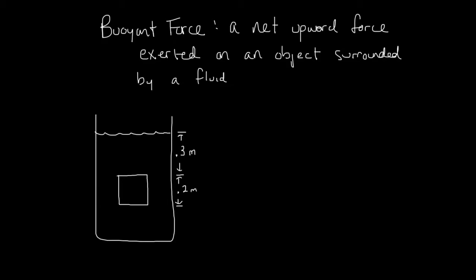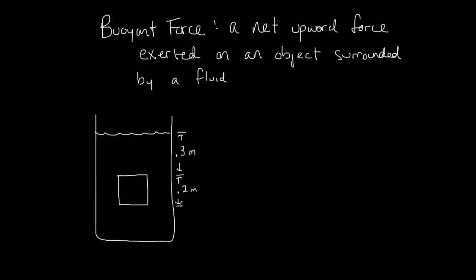Alright guys, the other thing we're going to talk about tonight is what we call a buoyant force. A buoyant force is a net upward force exerted on an object that's surrounded by a fluid. Here we have a picture of a trash can or a big barrel full of water. Inside that barrel we have a cube, and we're looking at it from the side, so it just looks like a square.